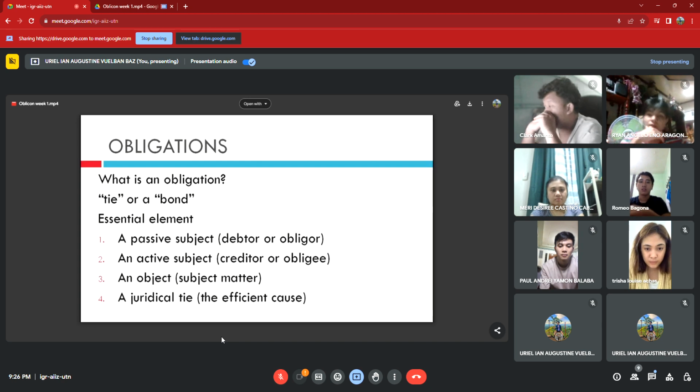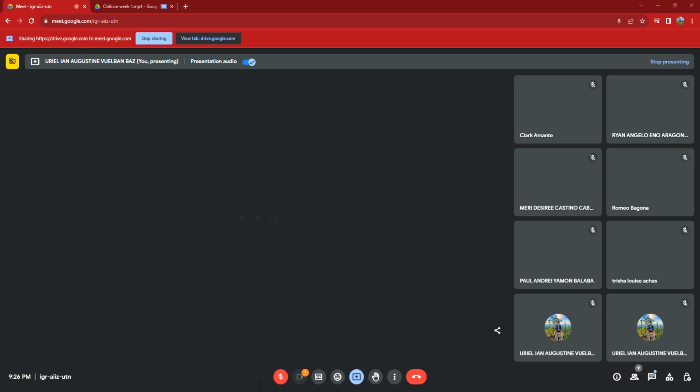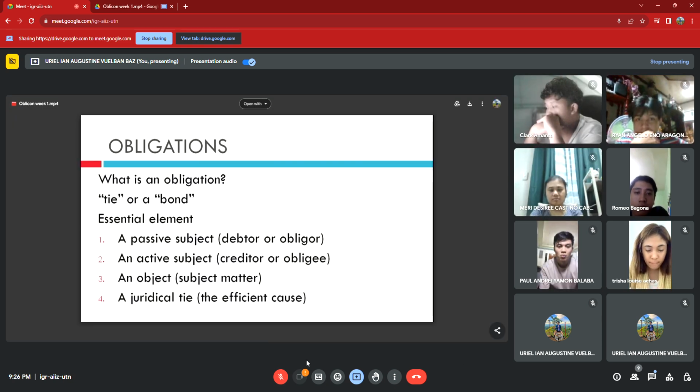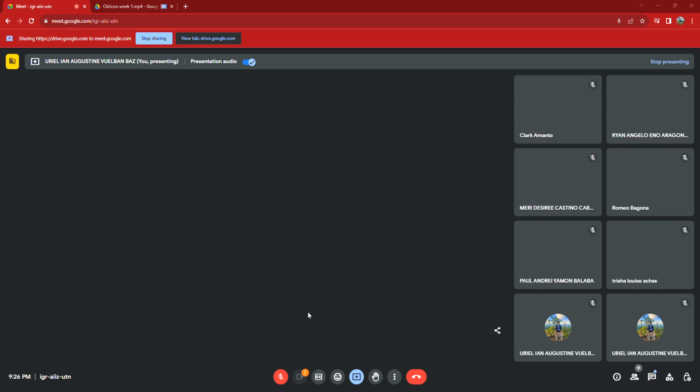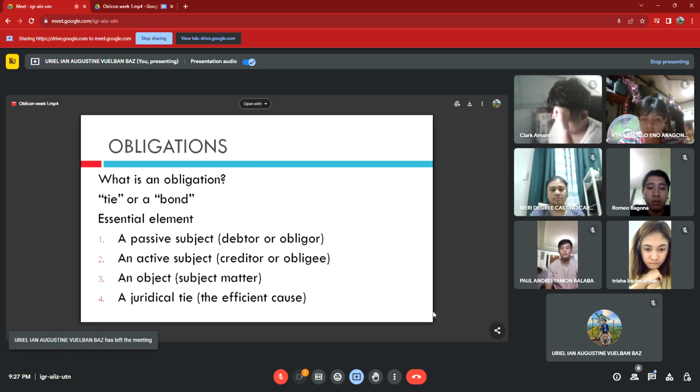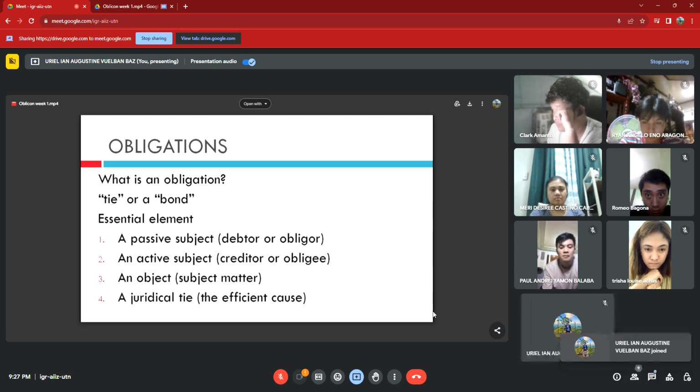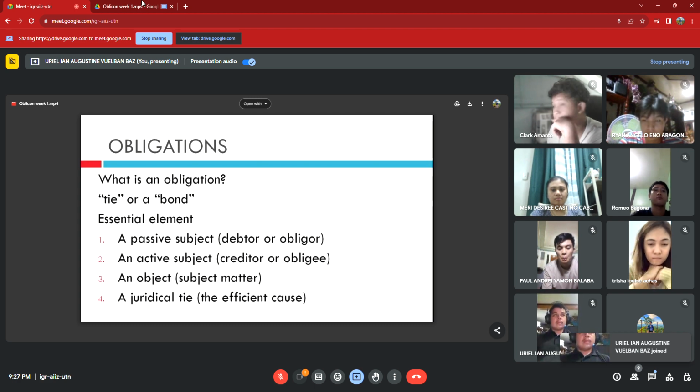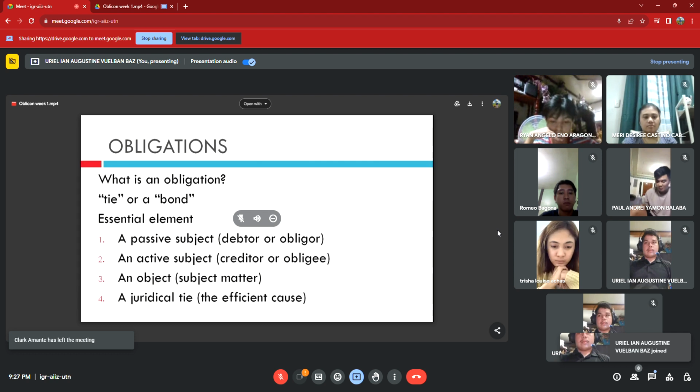obligation. Now, in obligation, you have essential elements. These are the essential elements of an obligation. You have a passive subject, a debtor or obligor. He is the person that will perform the obligation, that is required to perform an obligation. And on the other hand, an active subject is the creditor or obligee, the party who requires that a performance be performed by the passive subject, the debtor, the obligor of the obligation.